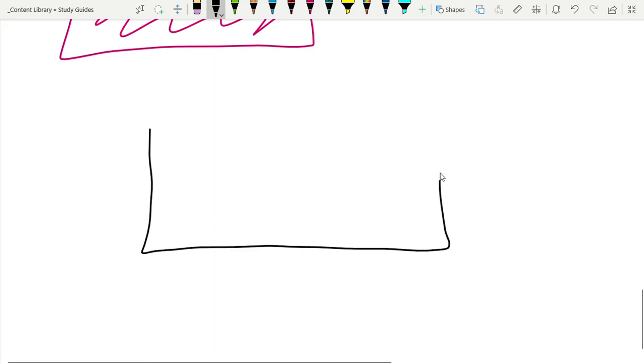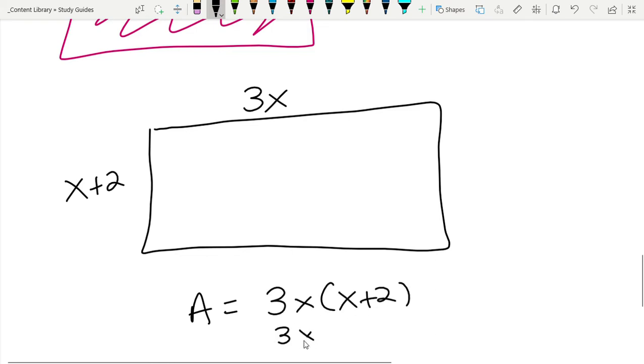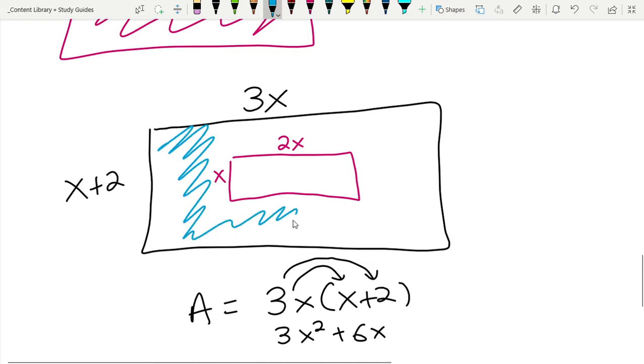So instead of an 8 by 4 box, we're giving you a 3x by x plus 2 box. So if we want to find the area of this original box, we would do 3x times x plus 2, which gives us 3x squared plus 6x by using our distributive property. Then we have to take out the box in the middle because we're looking for the shaded area. So the box in the middle is 2x and x. And if you don't have your study guide in front of you, this is all the shaded stuff around it.